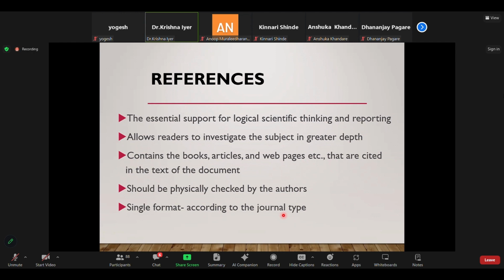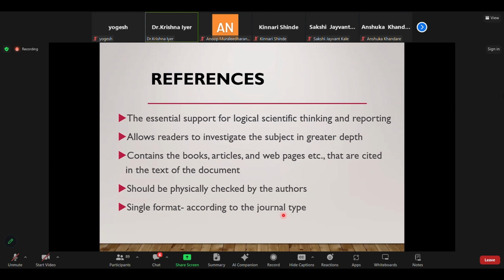But one thing you have to also remember is that every reference you put has to be physically checked by either you or one of the authors of the paper, and that you don't do what is called secondary referencing. Okay, that means you read one paper, there is one sentence which is given a reference, and then you say, okay, I'll also put the same reference without actually going and physically looking at that reference. Okay, that is not allowed. You have to check each and every reference before you put it as your reference.